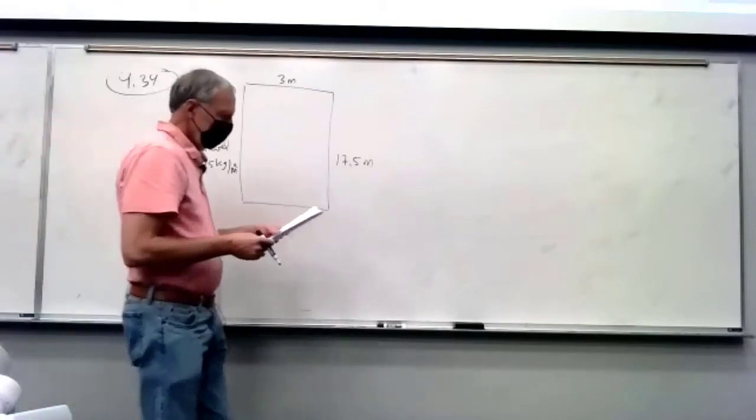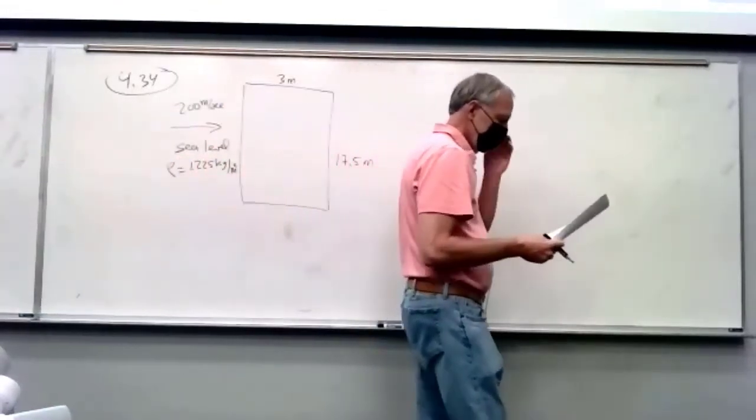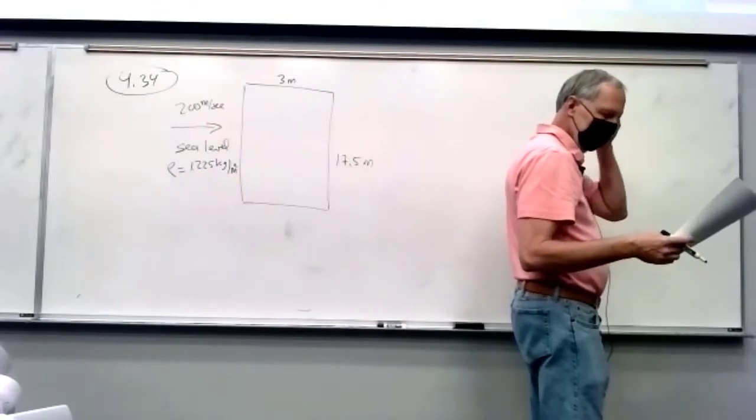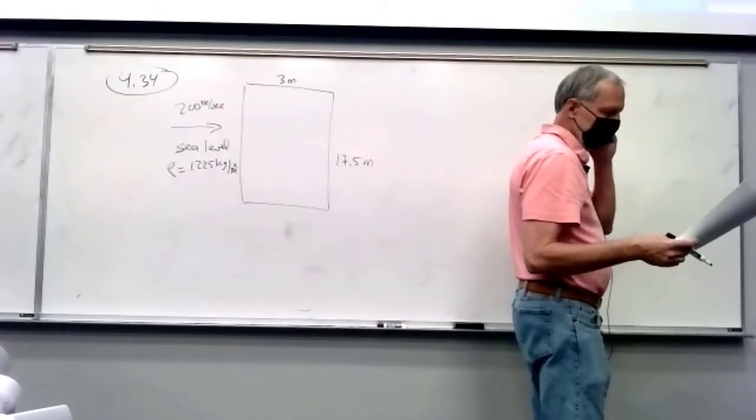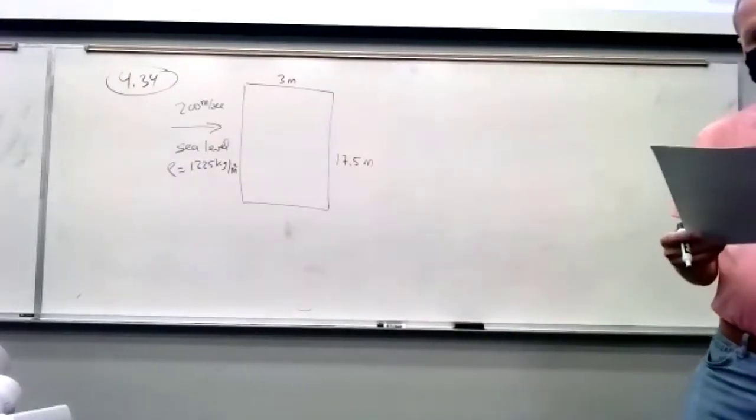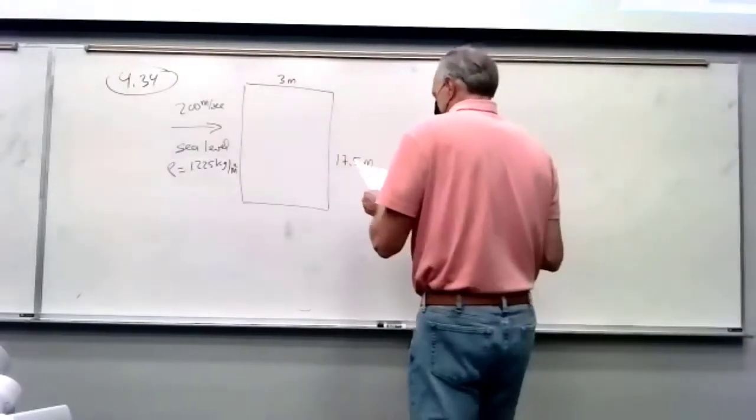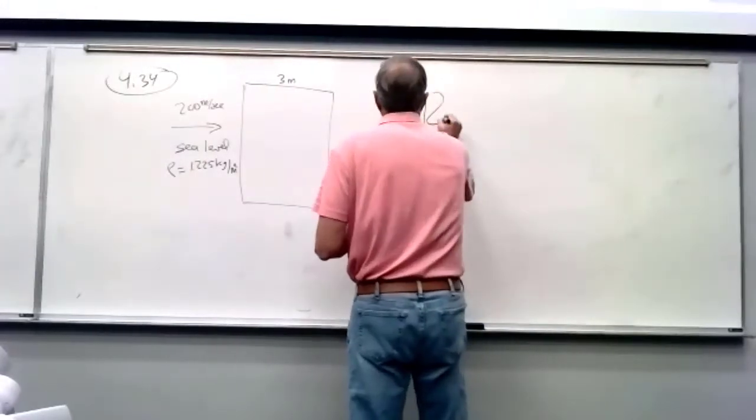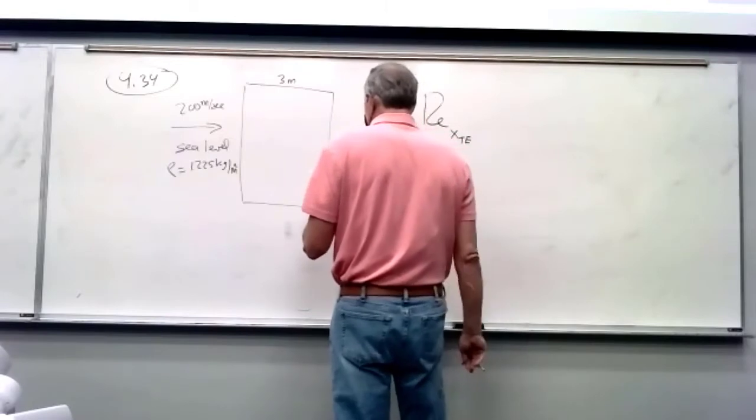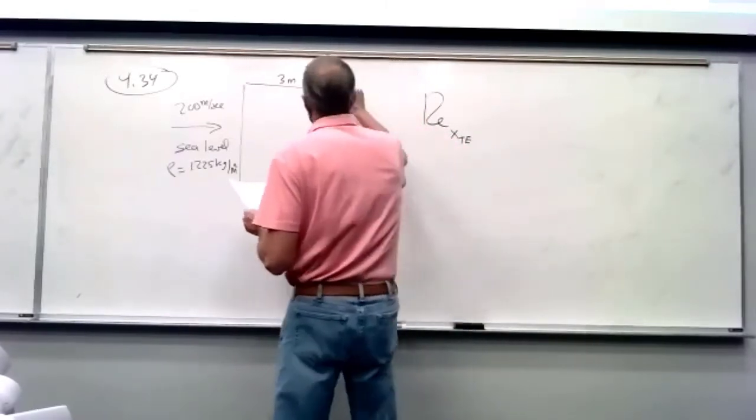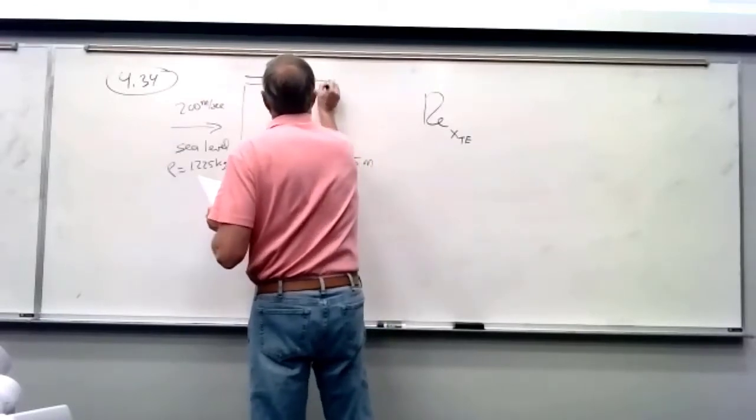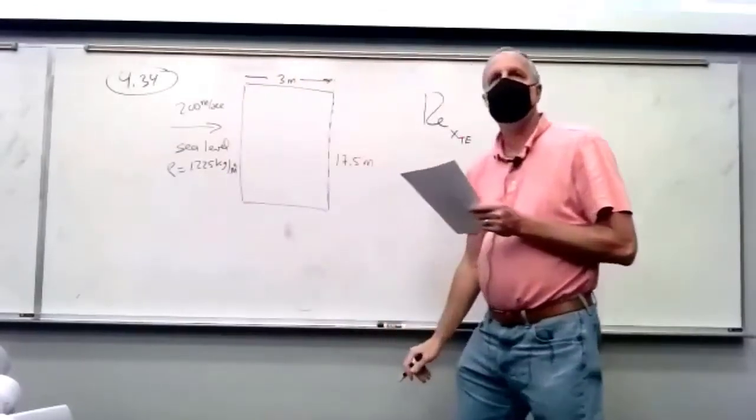So they want you to calculate the boundary layer thickness at the trailing edge. So you use the formula for that with x equals the trailing edge, which means you're going to have to calculate the Reynolds number. So the first thing you need to do is calculate the Reynolds number at the trailing edge, so that's here. That means you're 3 meters down the plate, like that.